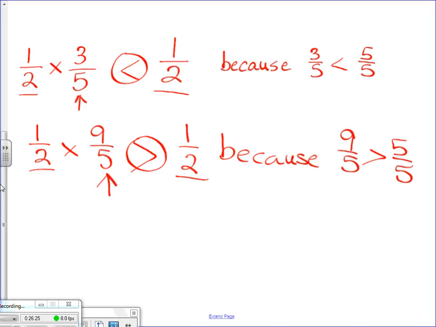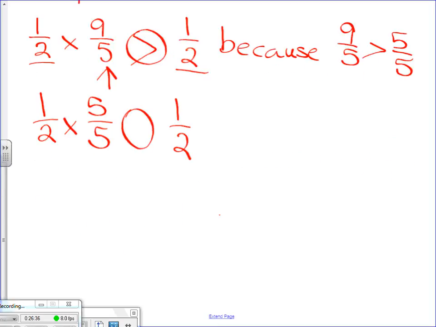Okay. And then, obviously, this one is the easy one to point out. I think that one's probably the easiest one to recognize. So, what would this one be? Equal. Because 5/5 is equal to 1, and any number times 1 is that same number.